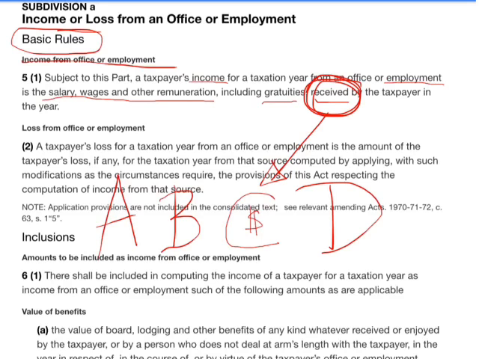If the employee didn't receive it or enjoy it, in the case of benefits, during the year, then it doesn't get included. Just as a final note here, remember that it does include gratuities. Gratuities, interestingly enough, are not tax-free. They must be included in income.